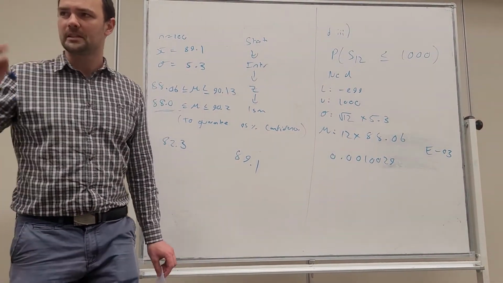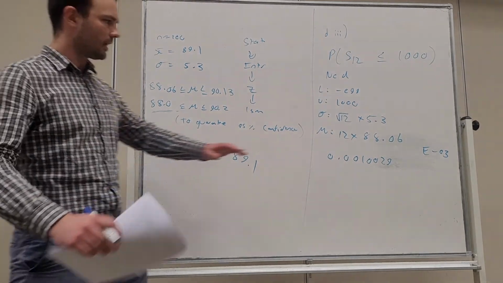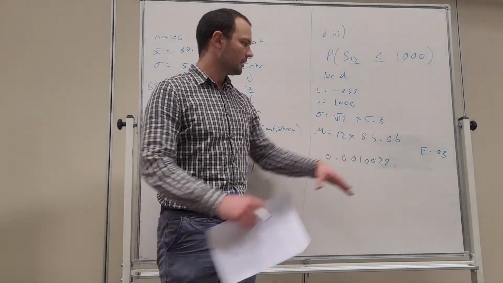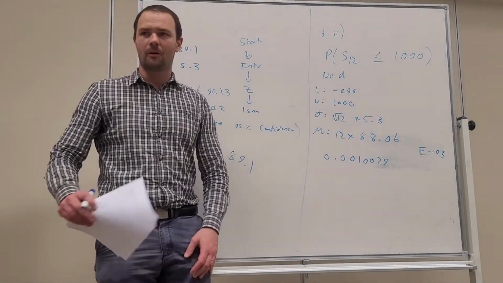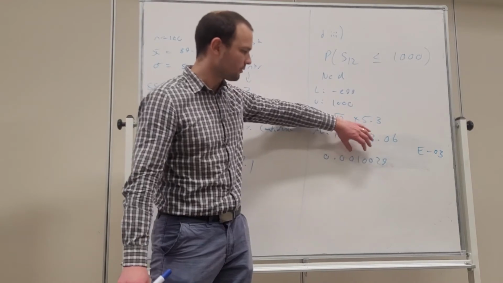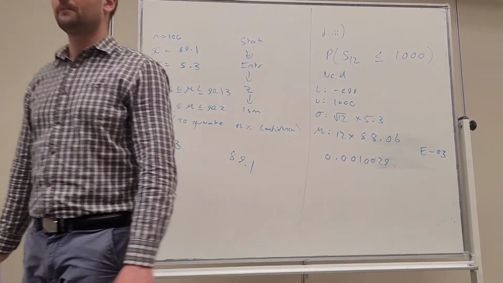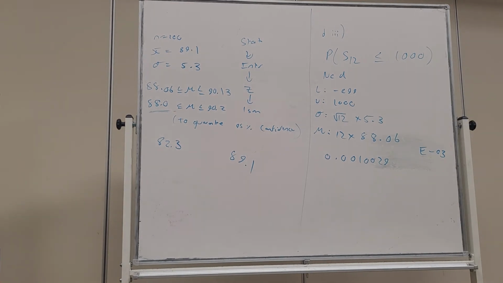Using the lowest possible value of the mean from the confidence interval, 88.06 grams, we are 95% confident that 0.01% of oyster packages will be below 1,000 grams.